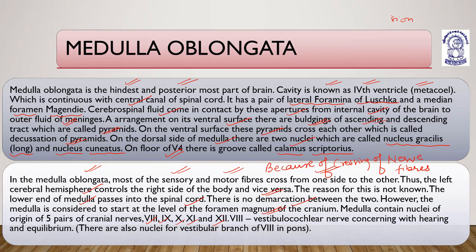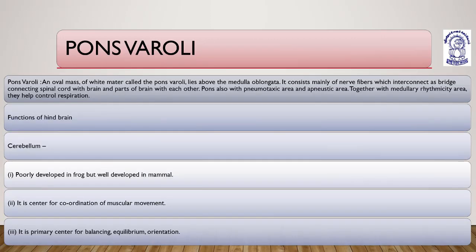Medulla contains nuclei and origin of 5 pairs of cranial nerves: the 8th, 9th, 10th, 11th and 12th cranial nerves. The 8th cranial nerve, known as the vestibulocochlear nerve, is concerned with hearing and equilibrium. It also has nuclei of the vestibular branch of the 8th cranial nerve in the pons varolii.